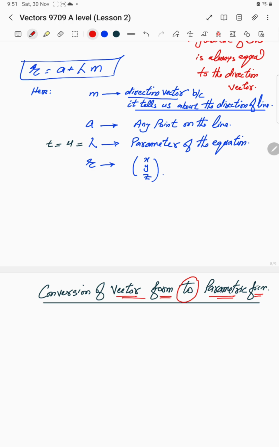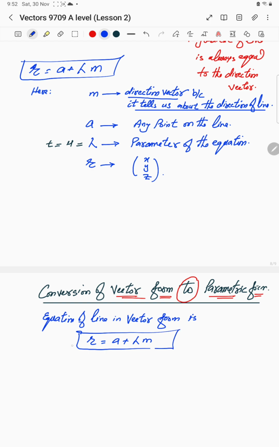Vector form to parametric form. For this case, let's say you have the equation of a line in vector form. The equation of a line in vector form is r equal to a plus lambda m, or mu, whatever you want to write.